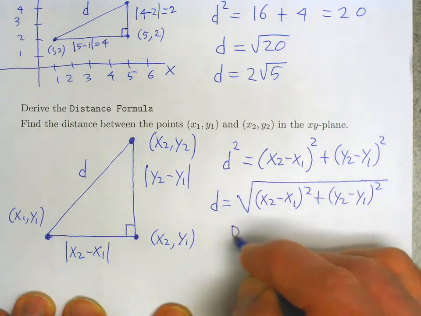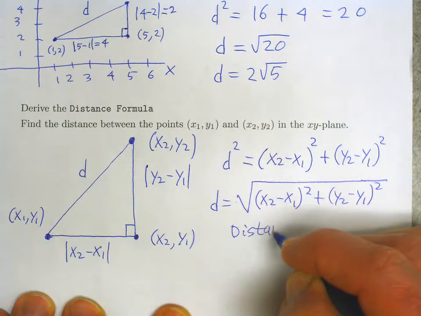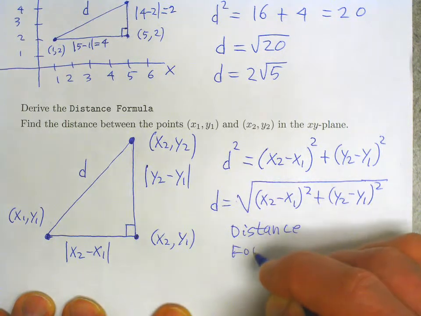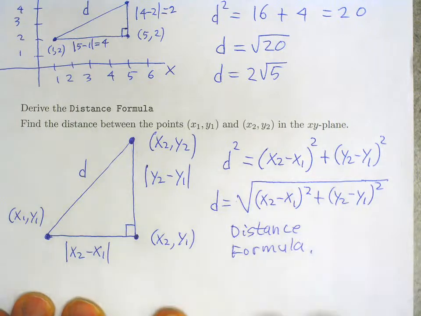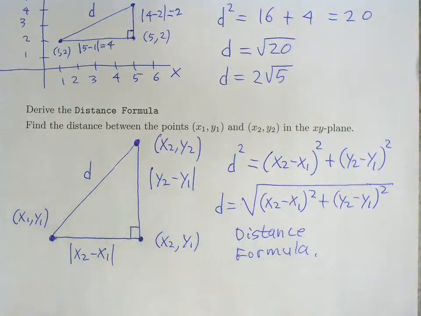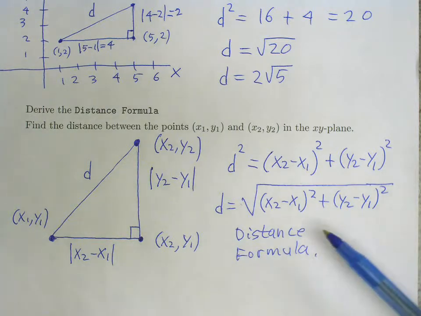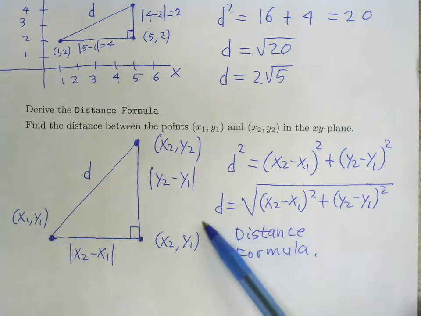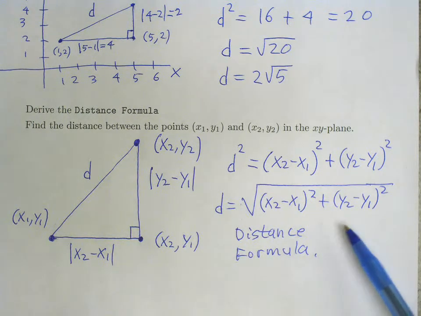This is called the distance formula, and it's derived by applying the Pythagorean theorem to a right triangle. Okay, it's probably not a bad idea to memorize the distance formula, but make sure that you memorize it perfectly. If you just make one little mistake, then that throws everything off. Okay, we'll do some examples where we apply the distance formula.